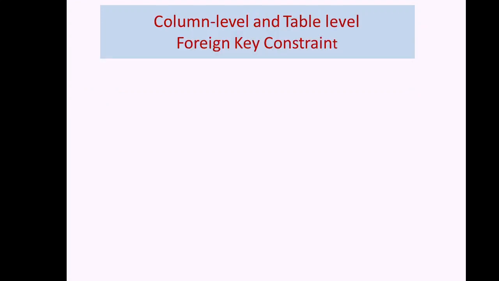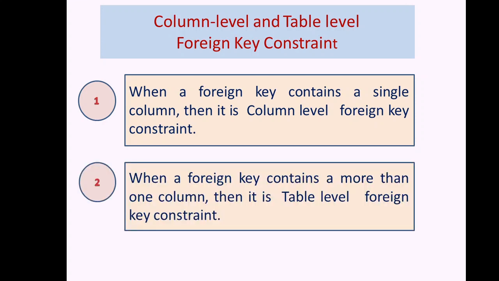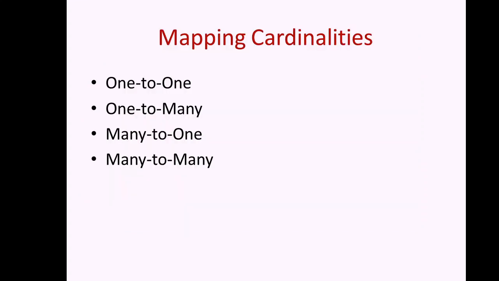There are two types of foreign key constraints, column level and table level. When a foreign key contains a single column, then it is a column level foreign key constraint. When a foreign key contains more than one column, then it is a table level foreign key constraint. Let us understand mapping cardinalities. There are four types of mapping cardinalities: one to one, one to many, many to one, and many to many.